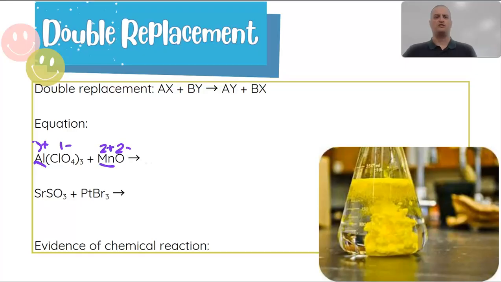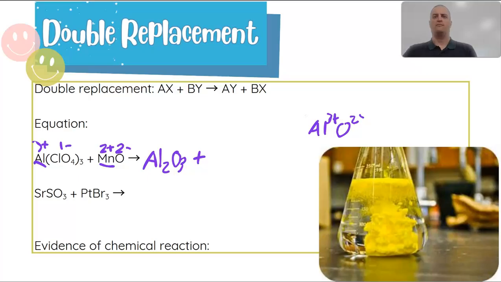So now I'm just going to switch the partners that are there. So aluminum, actually I guess I'll work on it over here. Aluminum with its 3 plus and oxygen with its 2 minus. We cross the charges, gives Al2O3.